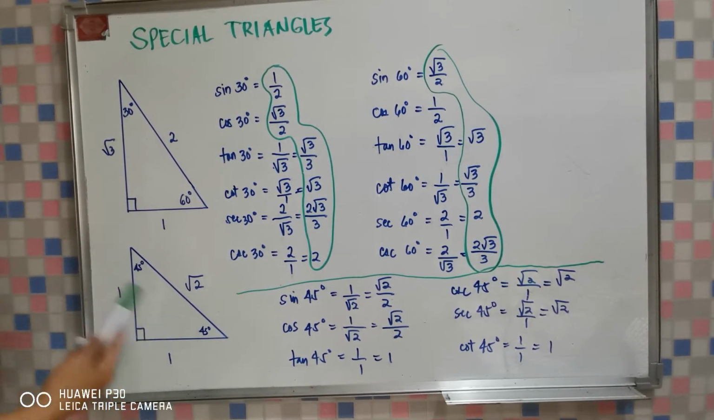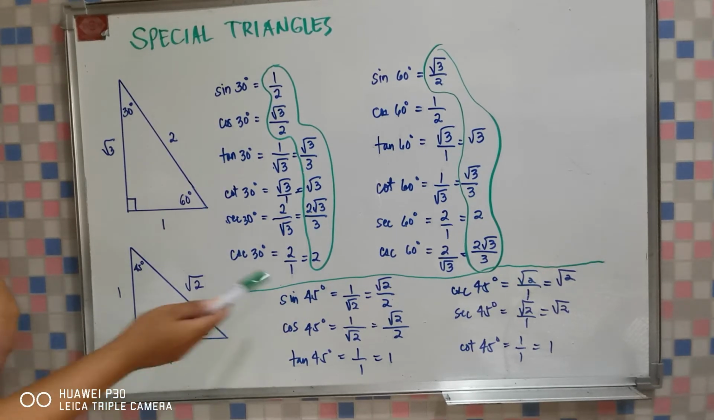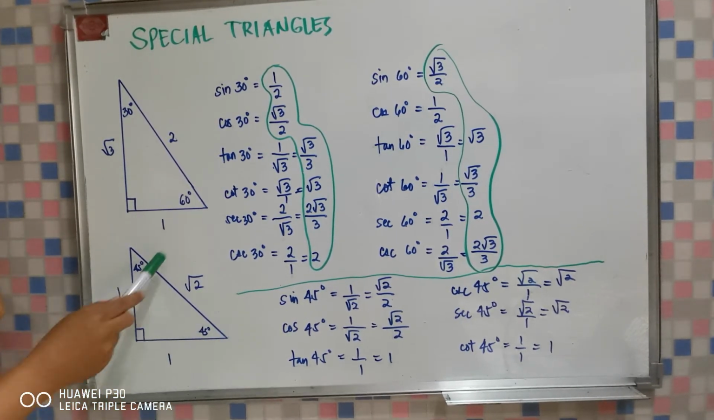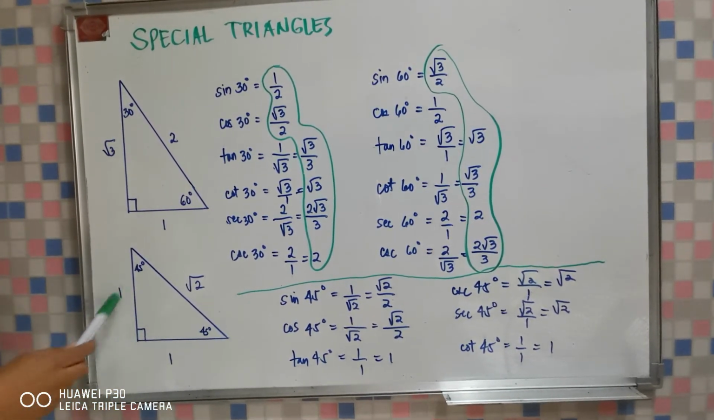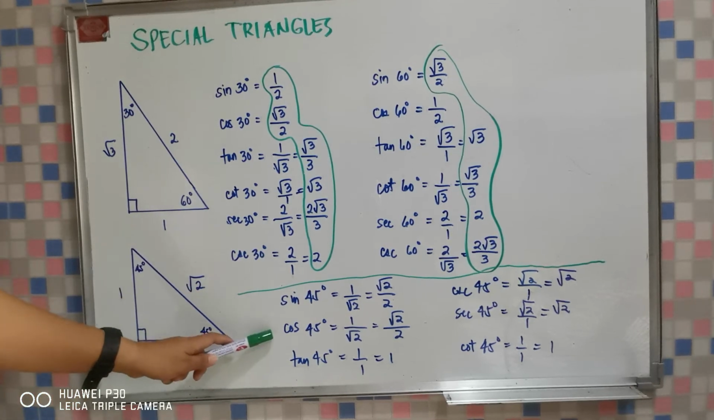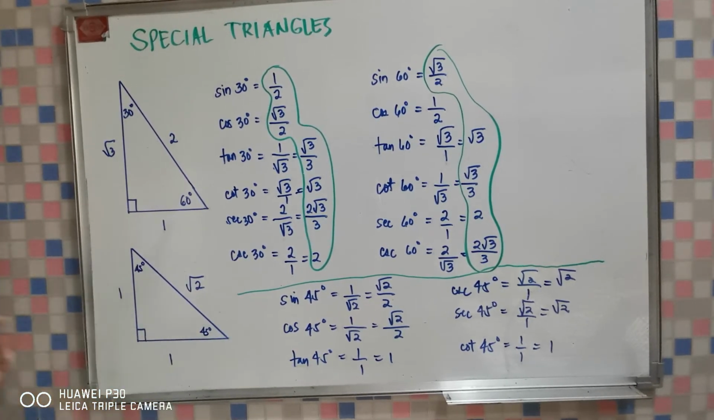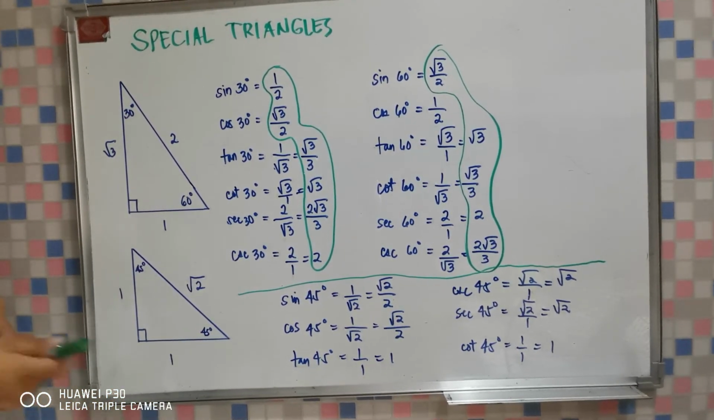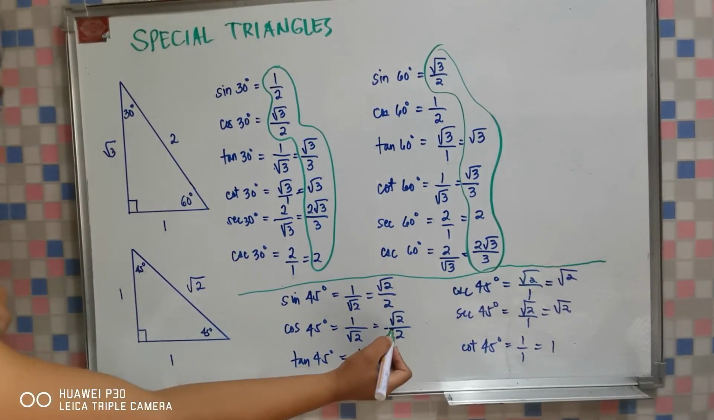Okay, so we have the same angle measure. So sine 45 degrees is opposite over the hypotenuse, which is 1 over square root of 2, or when we rationalize, square root of 2 over 2. That's also the same with cosine. The adjacent and the hypotenuse are the same. So they have the same values, square root of 2 over 2.